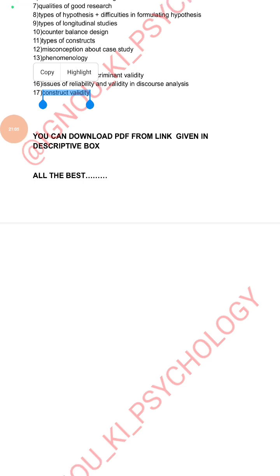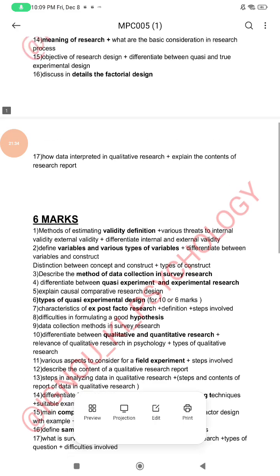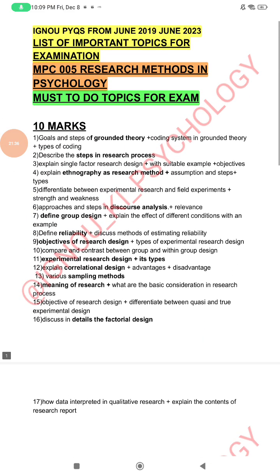Then question number 17, construct validity. Basically, construct validity explains whether a test or measure accurately assesses what it is supposed to measure. It means that कोई अगर टेस्ट बनी है तो उसके कंस्ट्रक्ट कैसे है. कंस्ट्रक्ट अगर अच्छे होंगे तो उस टेस्ट की वैलिडिटी ज़्यादा होगी, क्योंकि having good constructs, that test can measure accurately what it intended to measure. This is construct validity. So these are all the questions for MPC 005 research method.